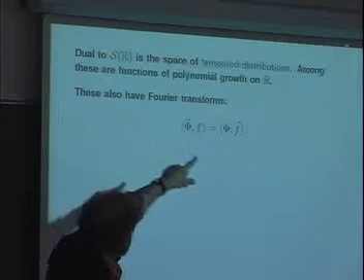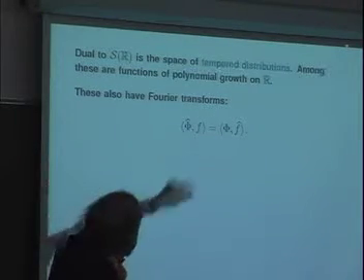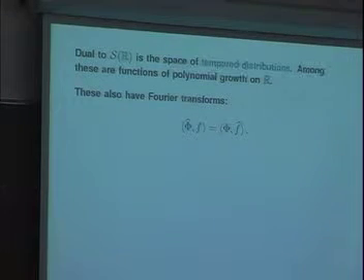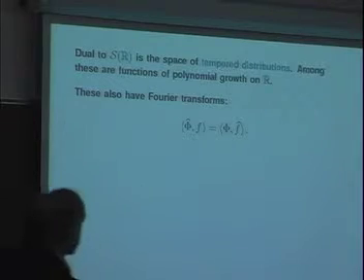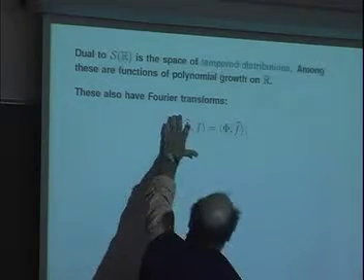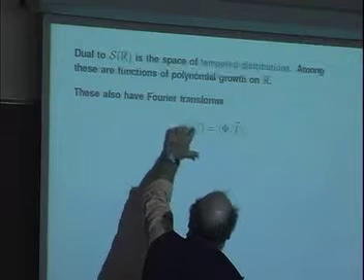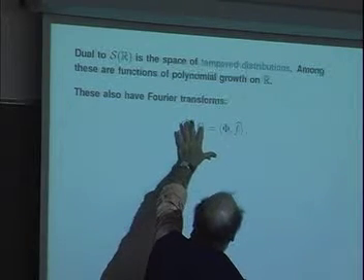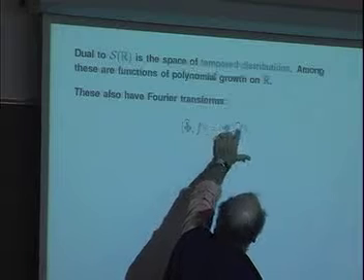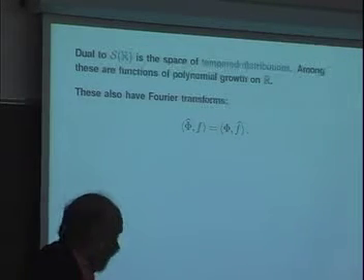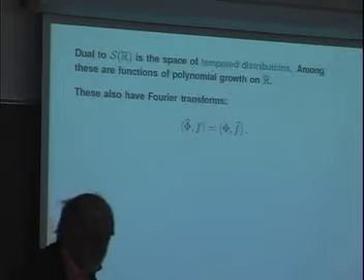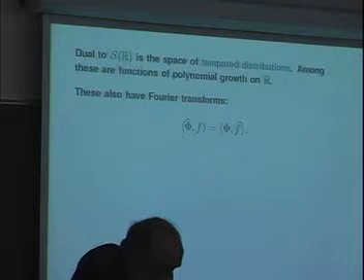Among the tempered distributions, for example, are functions of polynomial growth on R, because I just integrate and everything works out right. And these also have a Fourier transform. This is the same formula as I had before for periodic functions, and it works just as well here. I define phi hat as a distribution. Its pairing with a Schwartz function f is equal to phi paired with the Fourier transform of f. And that works out just as well for this as it did for the Fourier series.